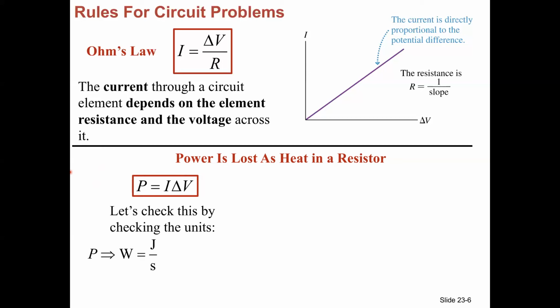If you take a look at our units for current times voltage, you will see that the units of current are coulombs per second, and voltage is proportional to potential energy. It's the ratio of potential energy to charge, so the units are joules per coulomb. Conveniently, the coulombs cancel, and you can see that this quantity, current times change in voltage, is joules per second, so it has units of power.